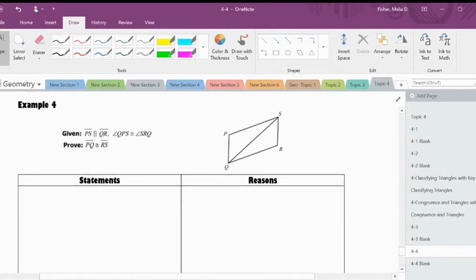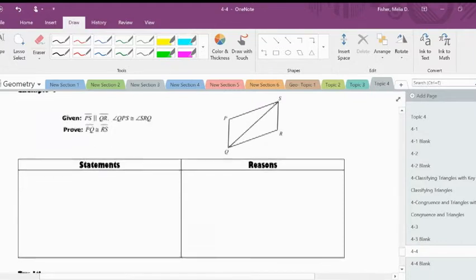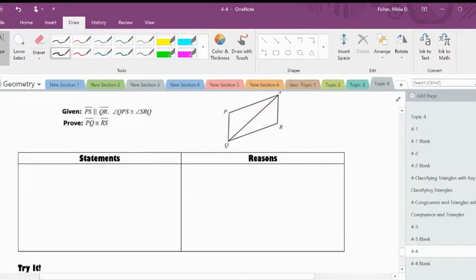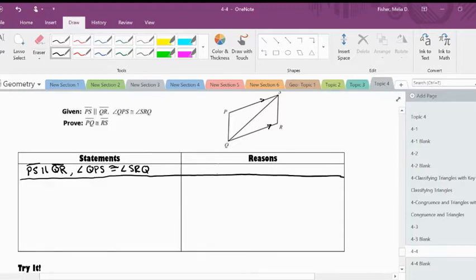Example 4 gives us an opportunity to do another proof. And of course, we're going to go ahead and start with our given information that PS is parallel to QR. Let's mark that. PS is parallel to QR, and angle QPS is congruent to angle SRQ. That is our given information.